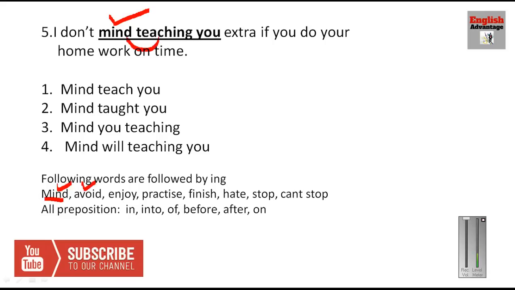Now the words avoid, enjoy, practice, finish, hate, stop, can't help or can't stop. "Can't help" is also a phrase. So these words are always followed by the ing form of the verb, or grammatically speaking, the gerund form. And at the same time, all prepositions like in, into, of, before, after, and on are also followed by the ing form of the verb. This is also a grammatical concept, so you should clear the concept also.